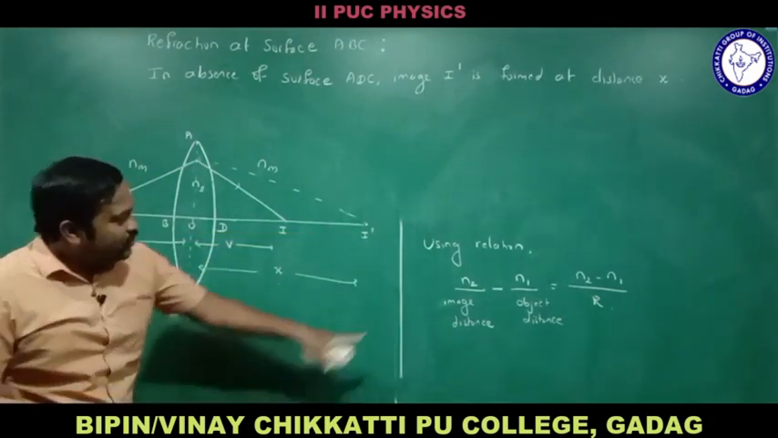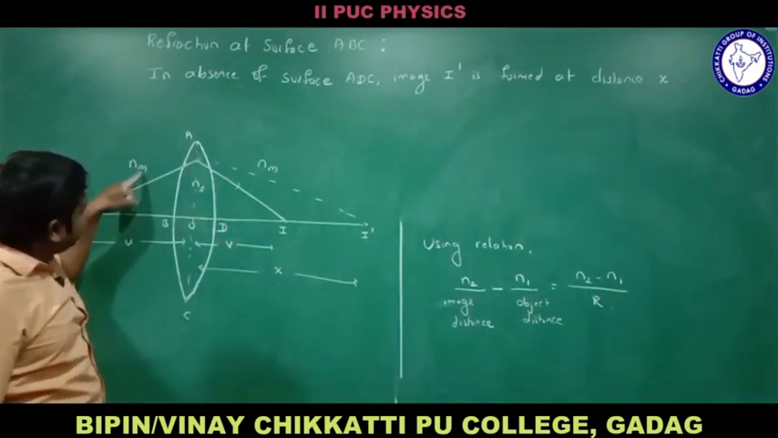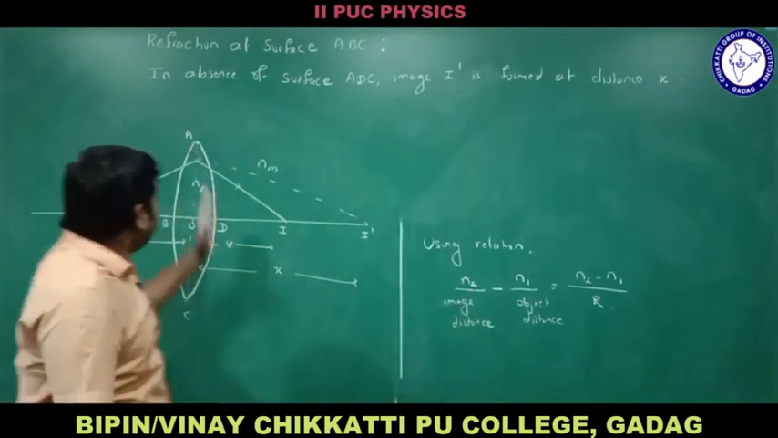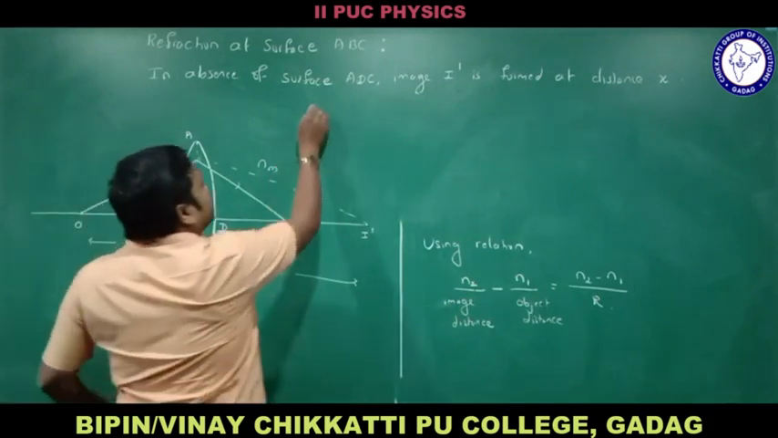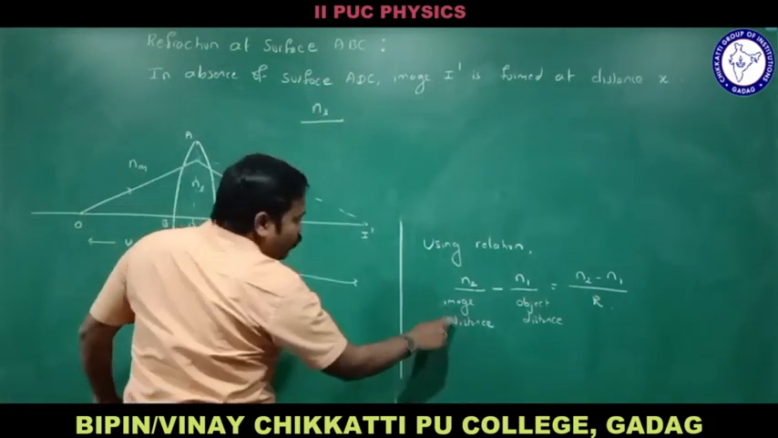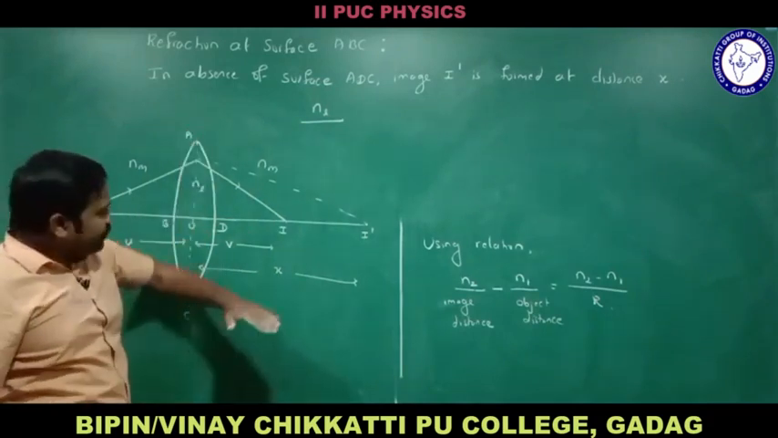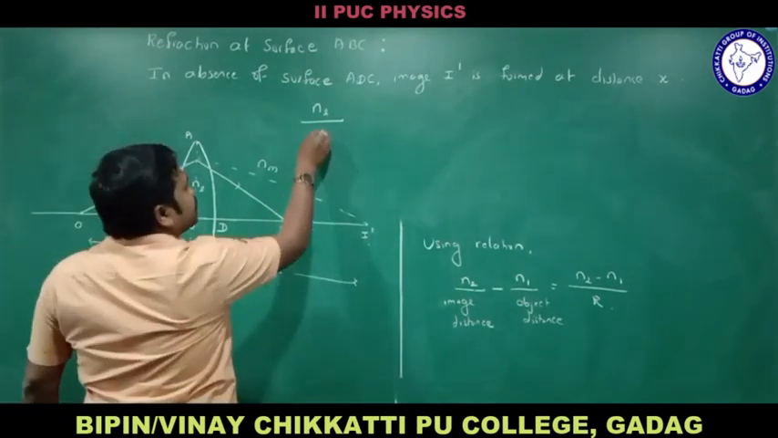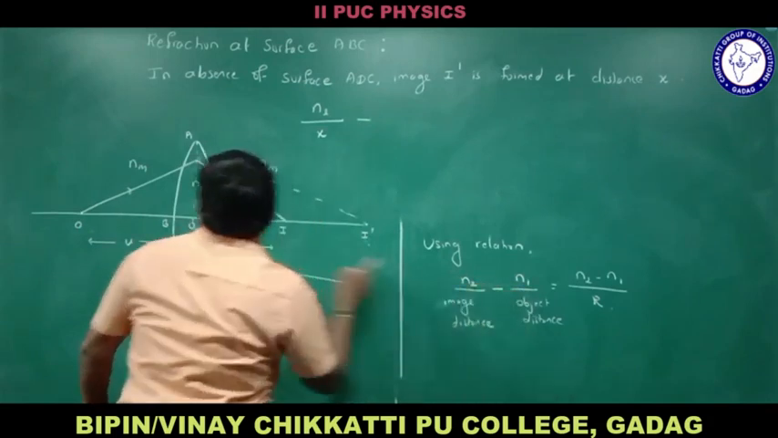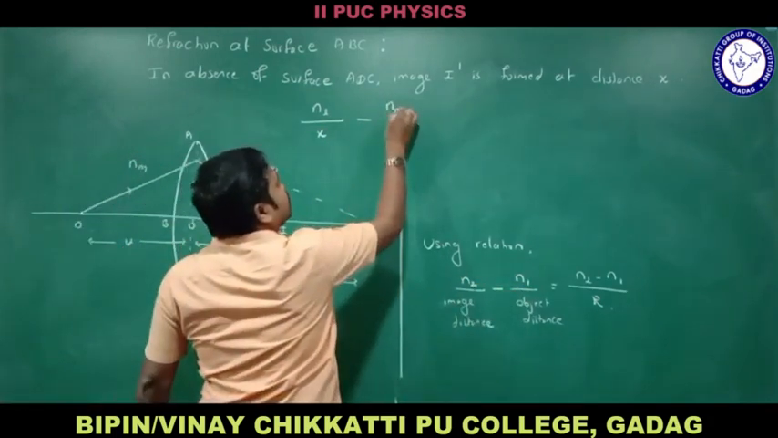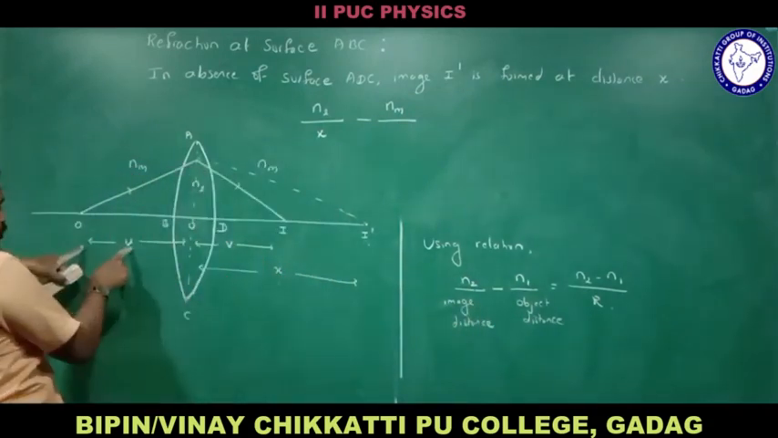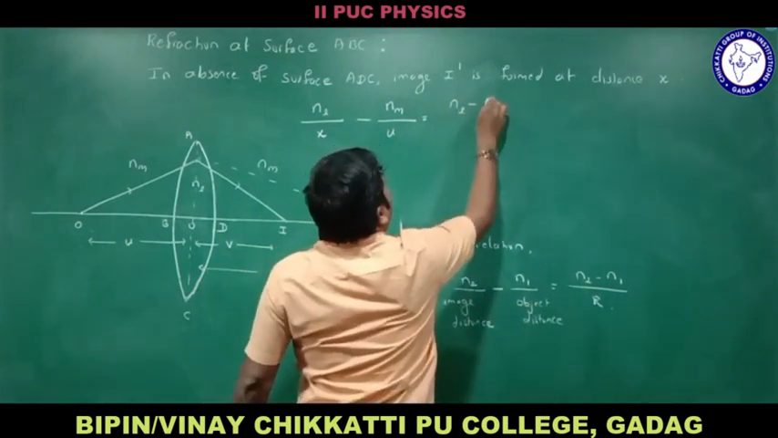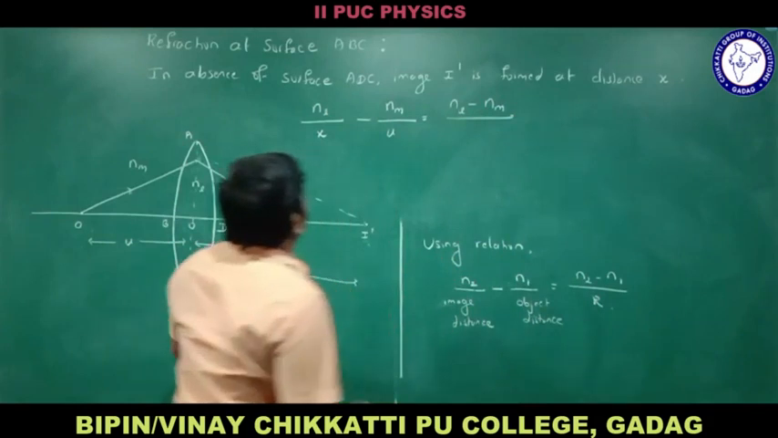Now, shall I use this formula using this relation? This is the first medium NM, this is the second medium NL. So the formula starts with the refractive index of the second medium, NL, divided by image distance. If the second surface is not there, image is formed at I dash, so image distance is X. Minus the refractive index of the first medium NM divided by object distance. Object distance is U. That is equal to N2 minus N1, that is NL minus NM, divided by the radius of curvature of the first surface.